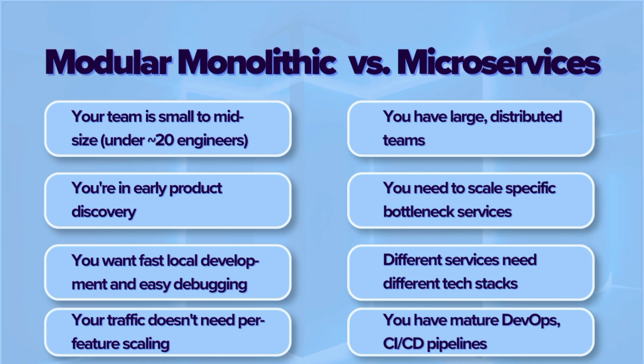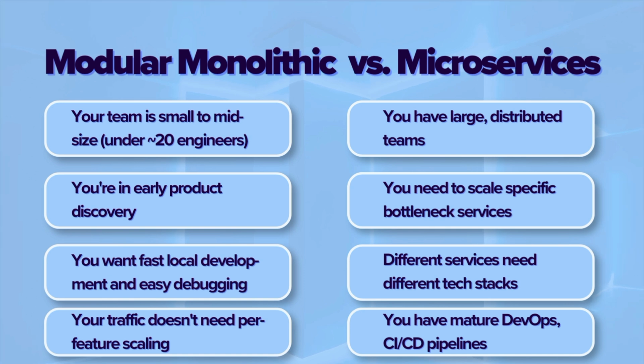So if your team is small to mid-size, say maybe under 20 engineers working on the product, or you are in early product discovery, you're still working on your MVP, for instance, and you want fast local development and easy debugging, and your traffic doesn't need per-feature scaling, then modular monolithic is your guy.